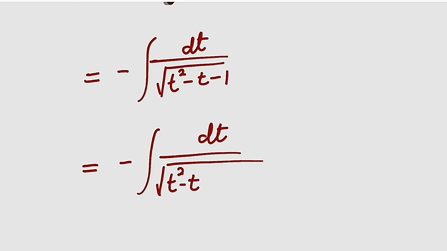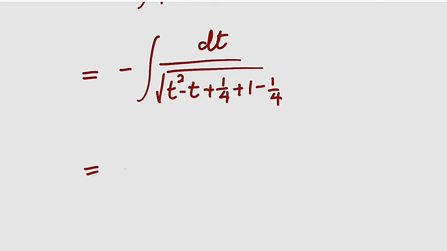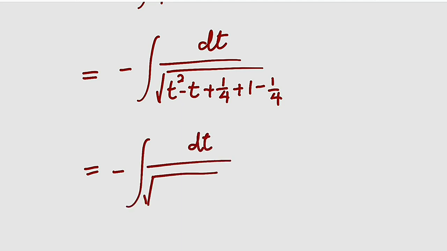Coefficient of t is negative 1 divided by 2. You have negative 1 divided by 2. Square that, you have 1 divided by 4. Alright, sorry, here we have plus, not minus. We have plus 1, but since we have added this to neutralize it, we are going to subtract it. Everything is now balanced.